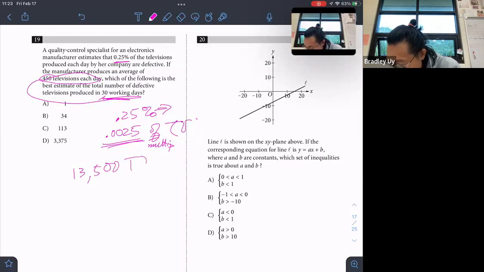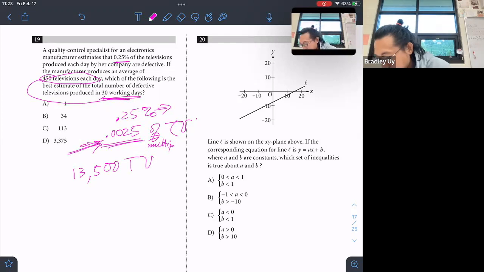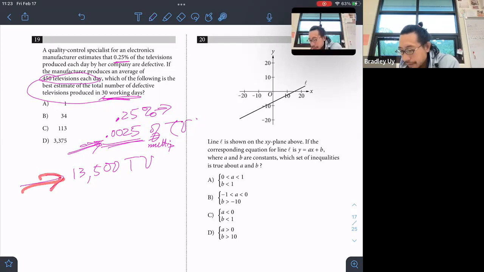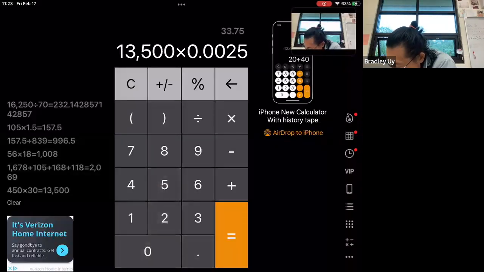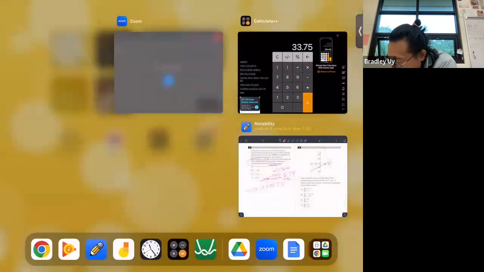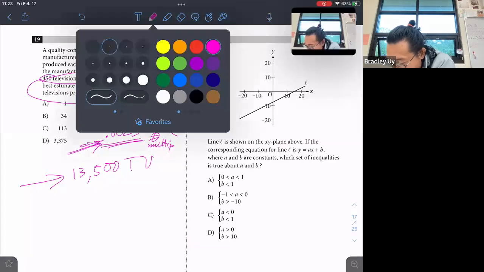This is TVs. Like I said, we would then take this percent, which as a decimal number is 0.0025, and multiply it by this number, which is how many TVs, to find out how many defective, because it's a proportion of how many defective. So I'll take that times 0.0025, and I will get a number of defective TVs, which is roughly 33.75, which rounds up to 34, and the right answer is B.